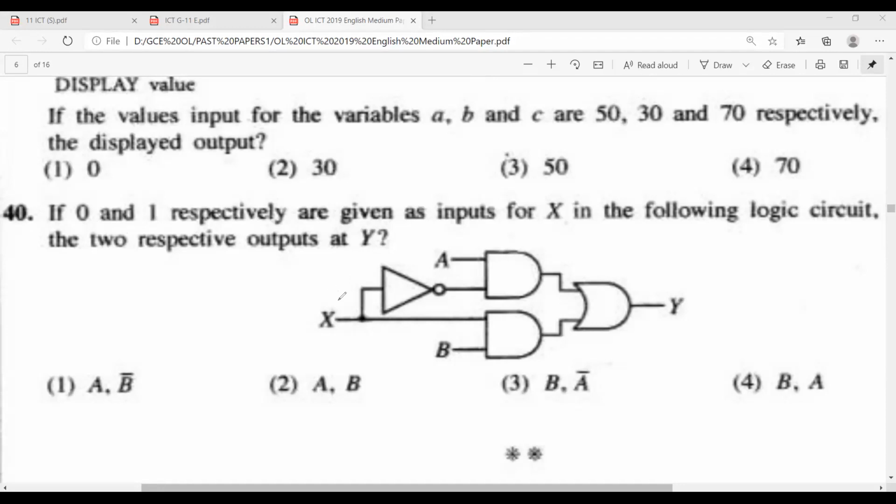If 0 and 1, so first it is sent 0, right? If it is passed 0, what will happen? It goes here as 0 directly, and here it passed 1. Normally with this 0, so this is an AND gate, whatever the input of B, it becomes 0. Right? Can you understand me?